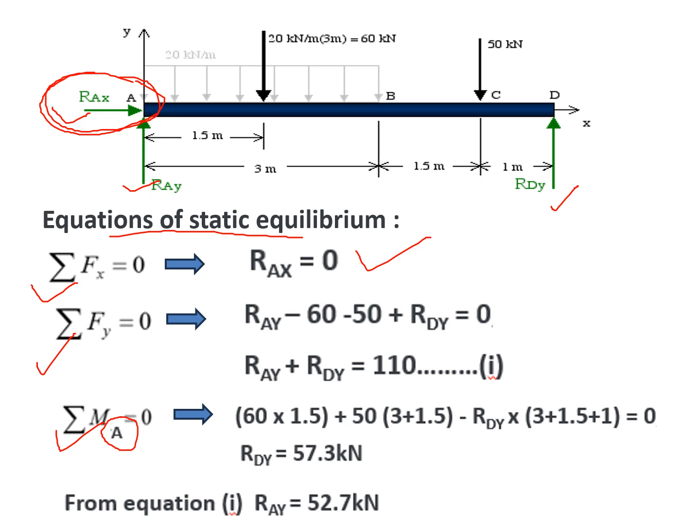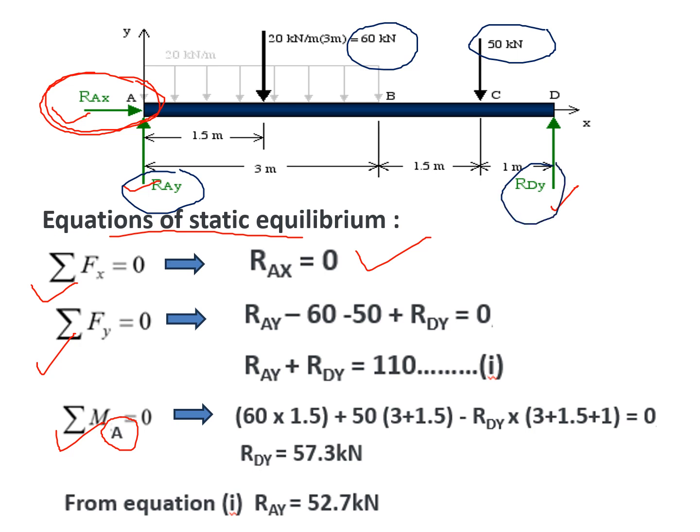Now the second equation is the net vertical force is 0. So first we have to identify the vertical forces. If you see the vertical forces, that is RAY, 60, 50 and this RDY.